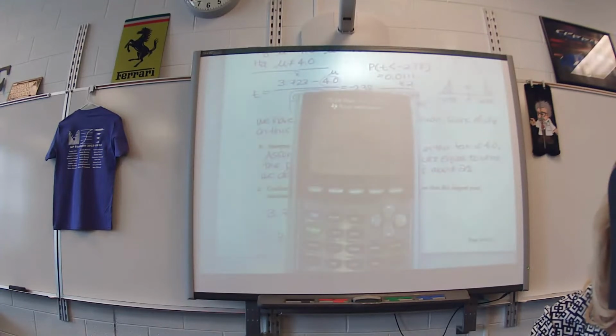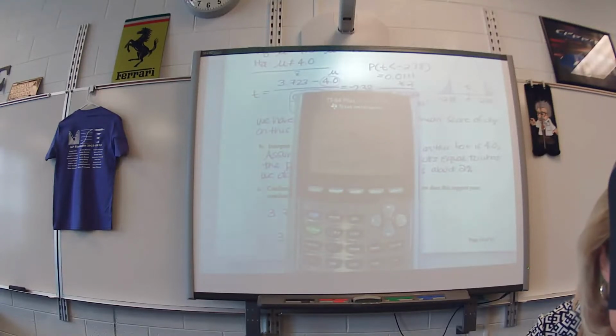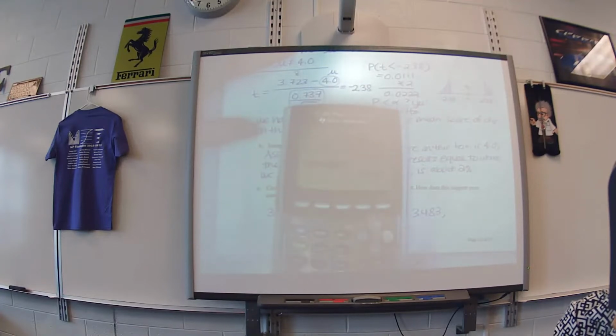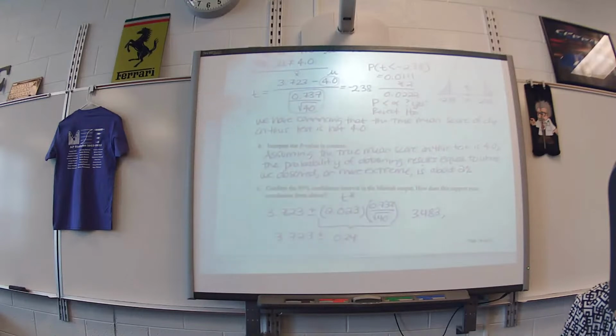So 3.723 minus 0.24 is 3.483, comma, and then I'm going to go back and highlight that, but just make the minus sign a plus sign, 3.963.